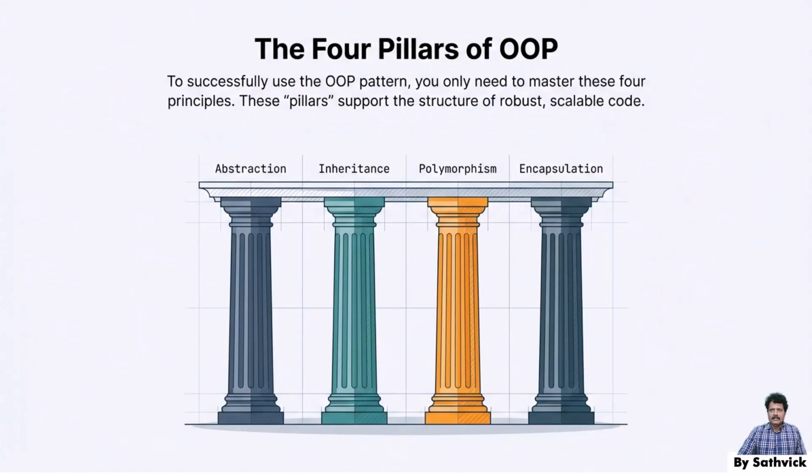There are four main principles of object-oriented programming, which are commonly referred to as the pillars of OOP. These are abstraction, encapsulation, inheritance, and polymorphism. To successfully use the object-oriented programming pattern, you need to learn and apply only these four principles. We will learn about each one of these pillars in detail later on. But for now, let's review them at a high level.